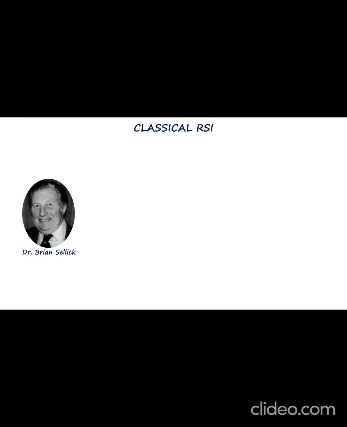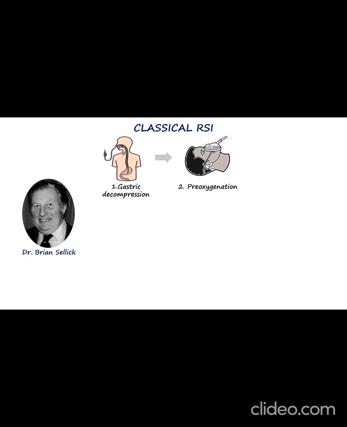RSI was originally described in 1961 by Dr. Brian Sellick. His method is now referred to as classical RSI. Classical RSI begins with gastric decompression via orogastric tube placement and removing it immediately. This was done to reduce the volume of gastric content that can cause aspiration. It was followed by thorough pre-oxygenation to maximize oxygen reserves.